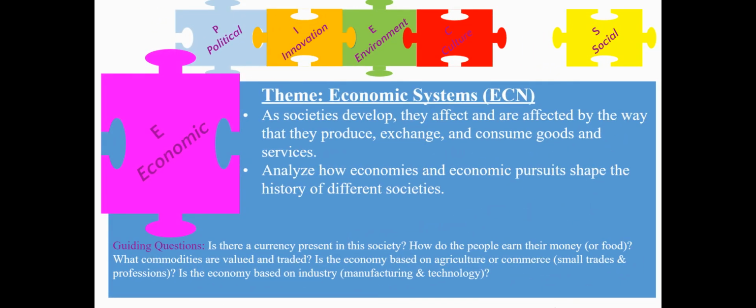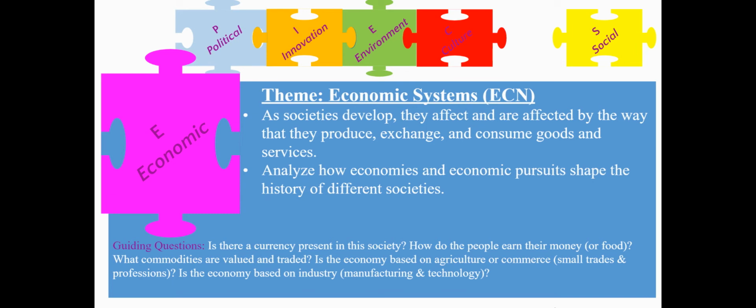E is for economics. As societies develop, they affect and are affected by the way they produce, exchange, and consume goods and services. Before you leave this class, you will know all about the Silk Road. You will know all about Indian Ocean trade, trans-Saharan trade, and how these trading routes completely altered every city state, every empire they crossed through. You're going to analyze how the economies and economic pursuits shape the history of different societies.